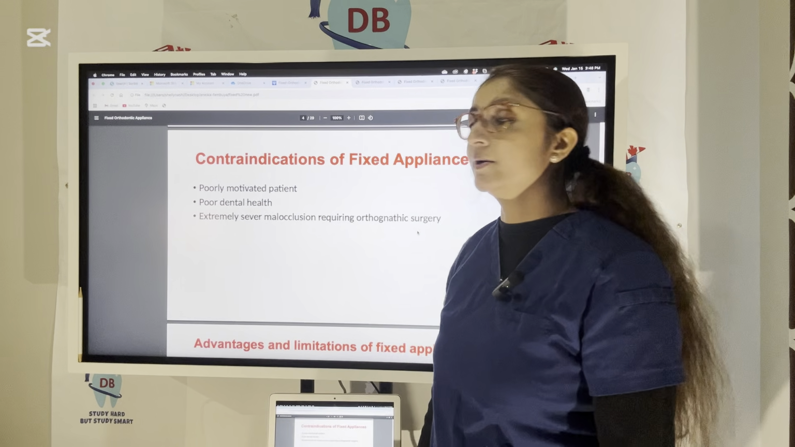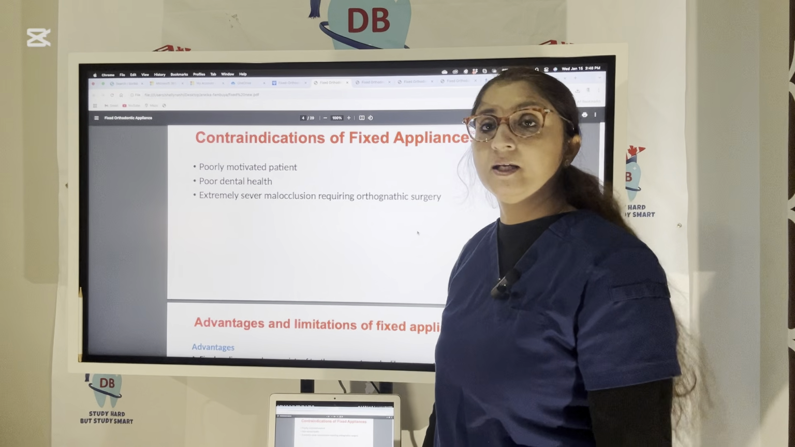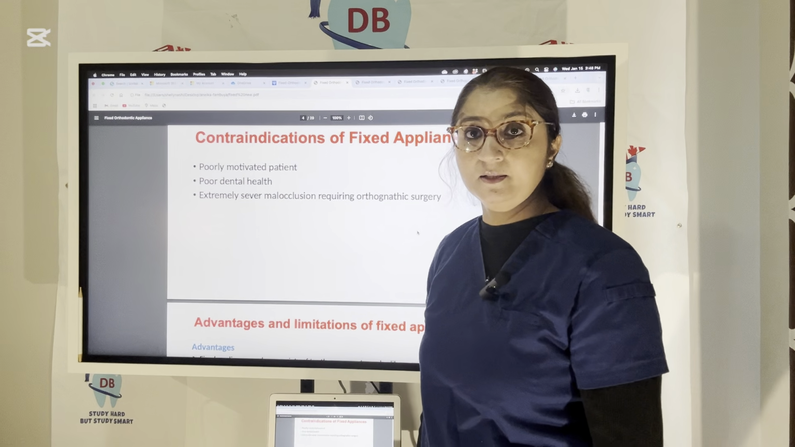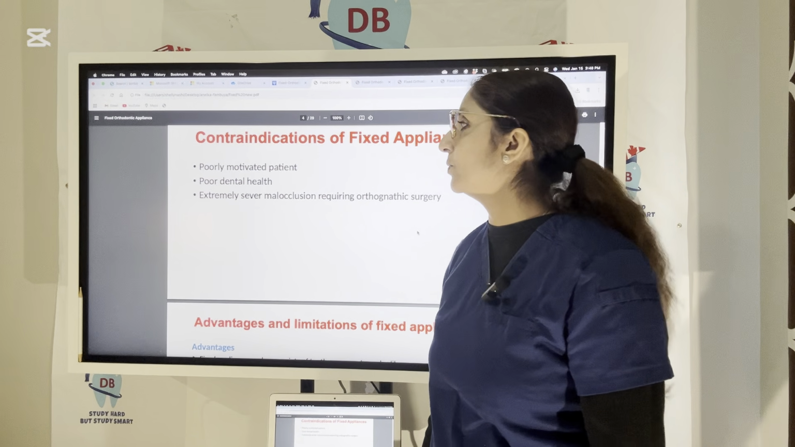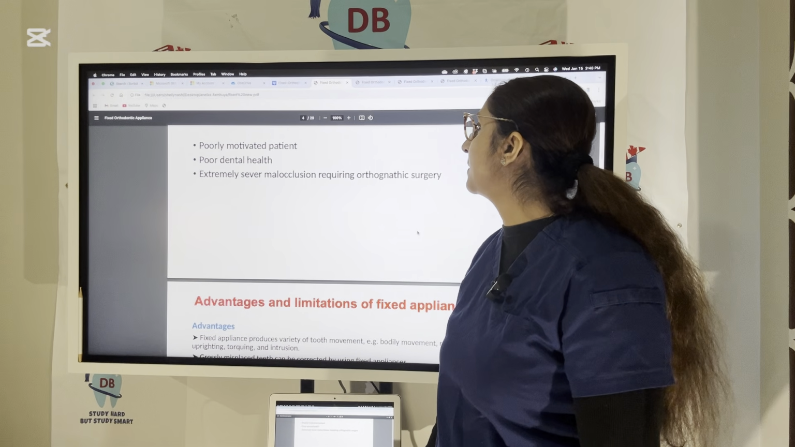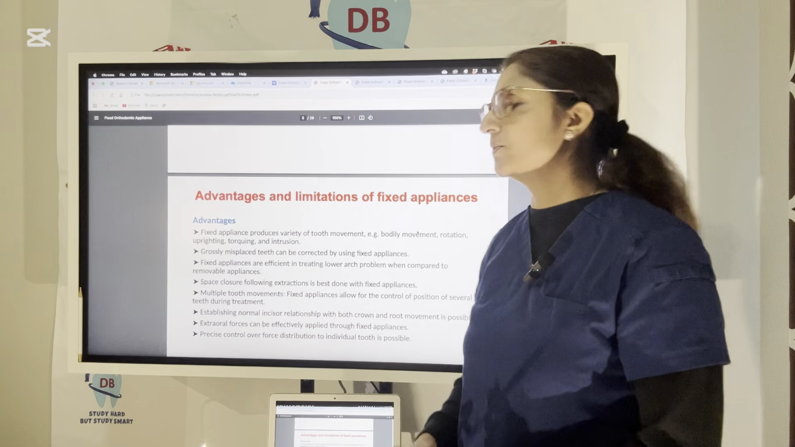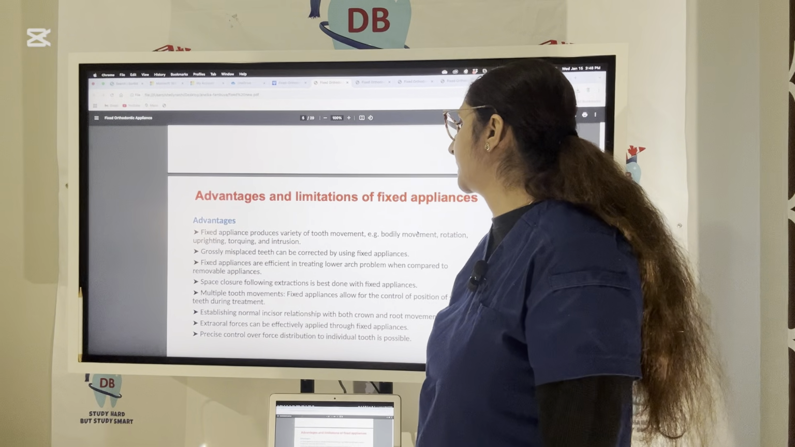Let us see what are the contraindications of the fixed appliance. Fixed appliances are not given to patients who are not motivated. Poor hygiene, of course, we don't want to give the fixed appliance to these patients. Extremely severe malocclusion that is requiring orthodontic surgery. Let us see what are the advantages and limitations of the fixed appliance.